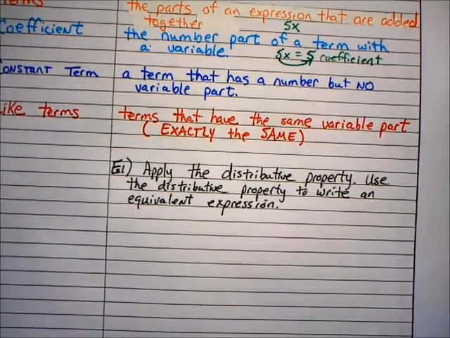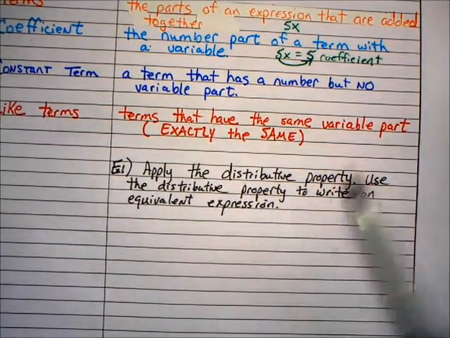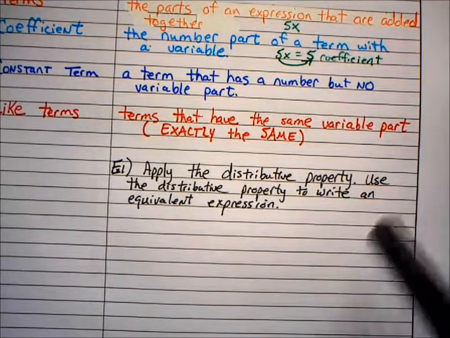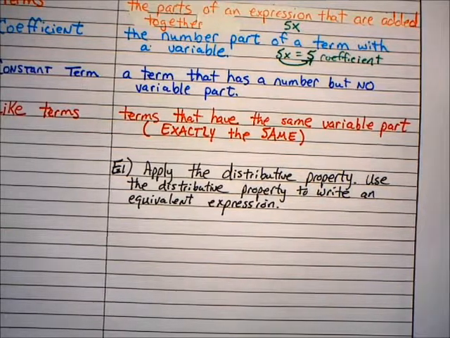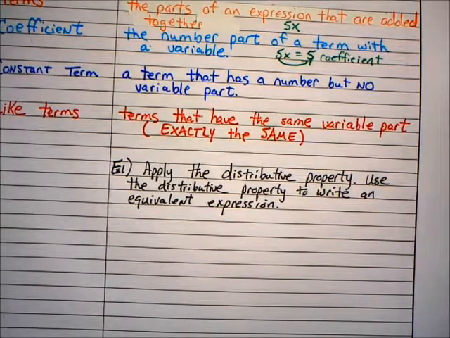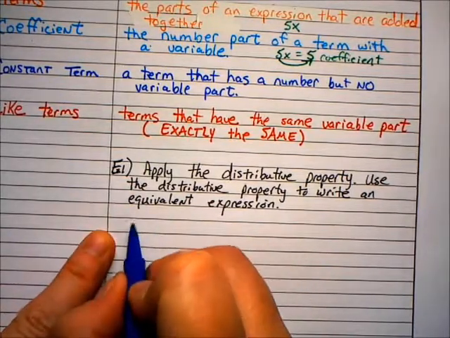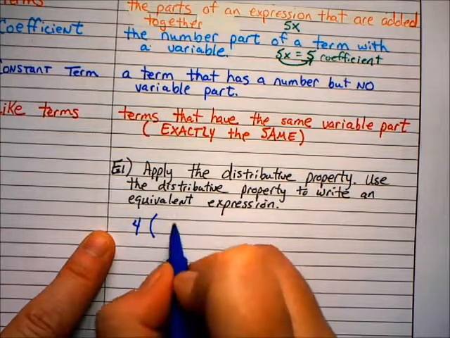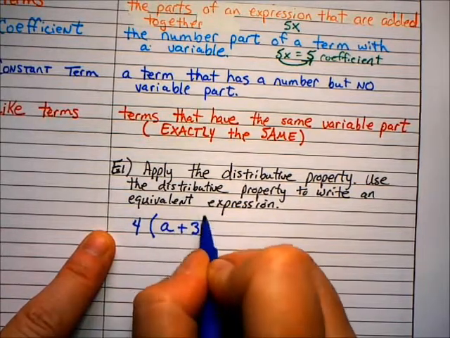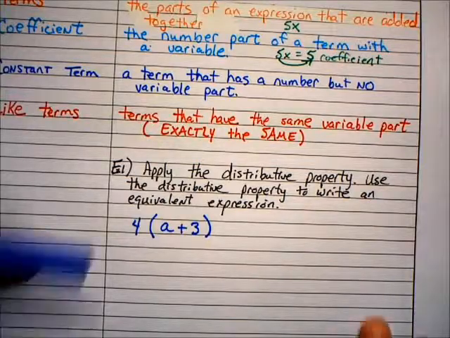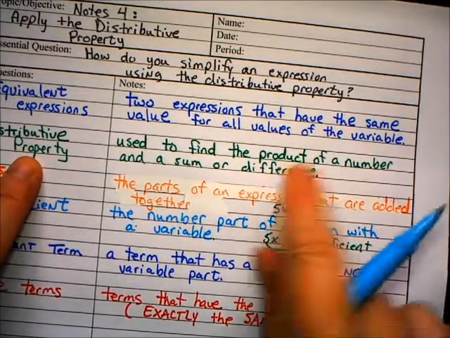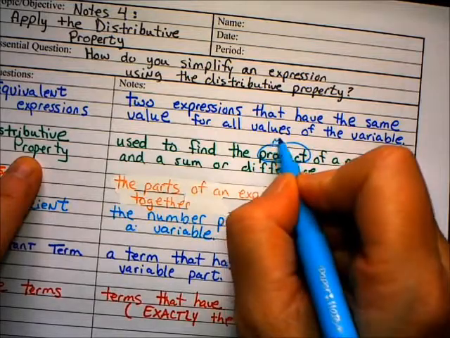Okay, on example 1 it says, we're going to apply the distributive property, which is what we're doing in this section. It says use the distributive property to write an equivalent expression. So we want it to be equal. So for our first example, to try to understand this, suppose we have 4 times a plus 3, and to show or illustrate this, we're going to do the product, because distributive property is the product, so we know that product means we are multiplying.